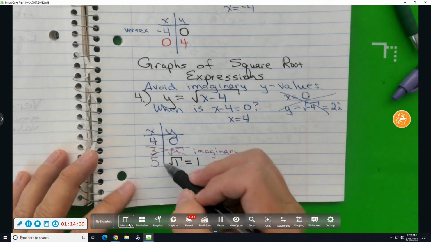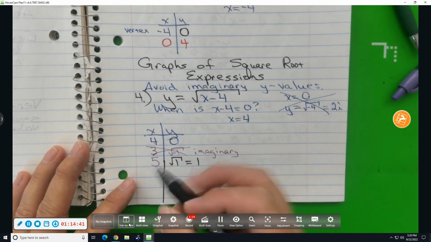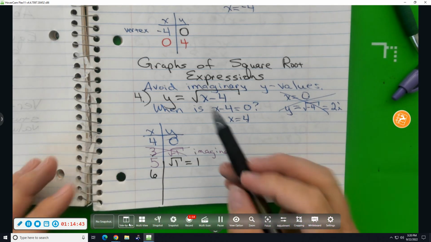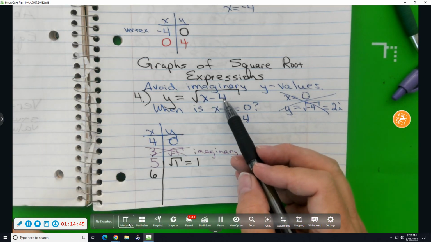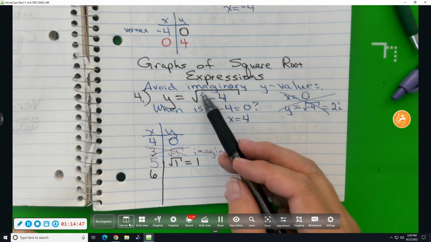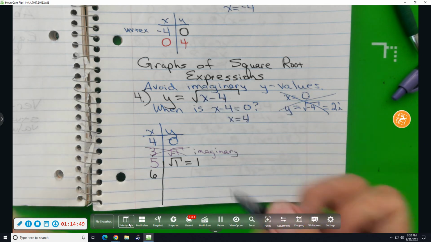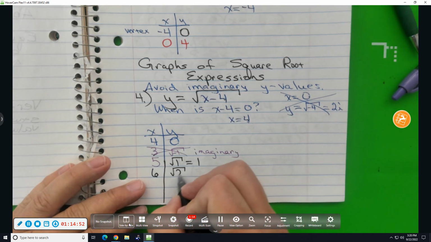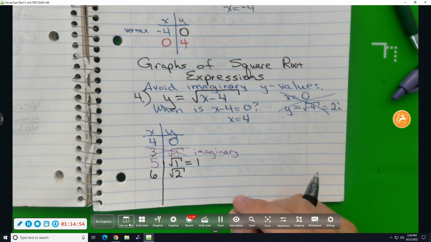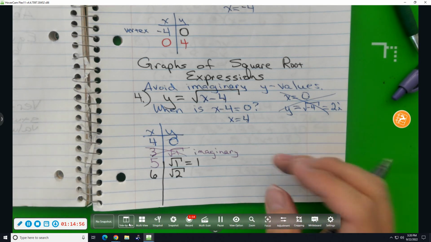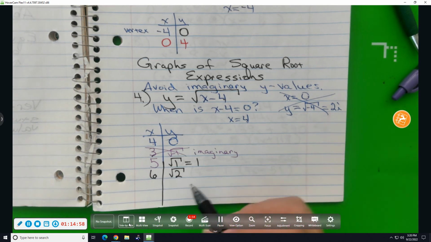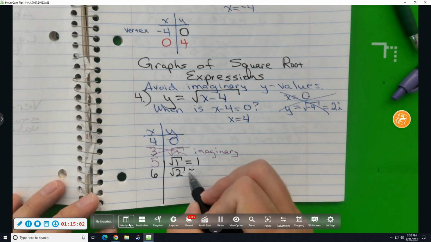And we can plug in 6. If we plug in 6, 6 minus 4 is 2. The square root of 2, oh, that's not a perfect square, but it's about a 1.4. But I'm not going to bother trying to plot that point. Okay, it's about a 1.4.